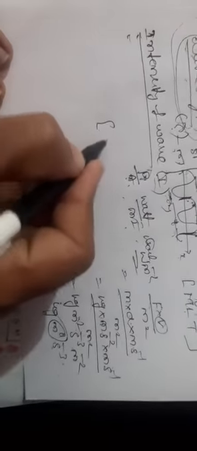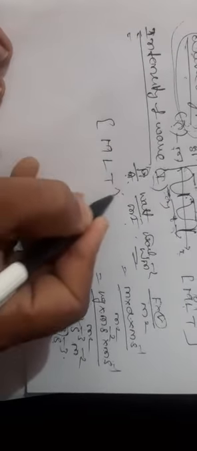We can write the dimensional formula in mass, length and time: mass power 1, length power 0, time power minus 3. This is the dimension of the intensity of a wave. Next, the last one is specific heat capacity.